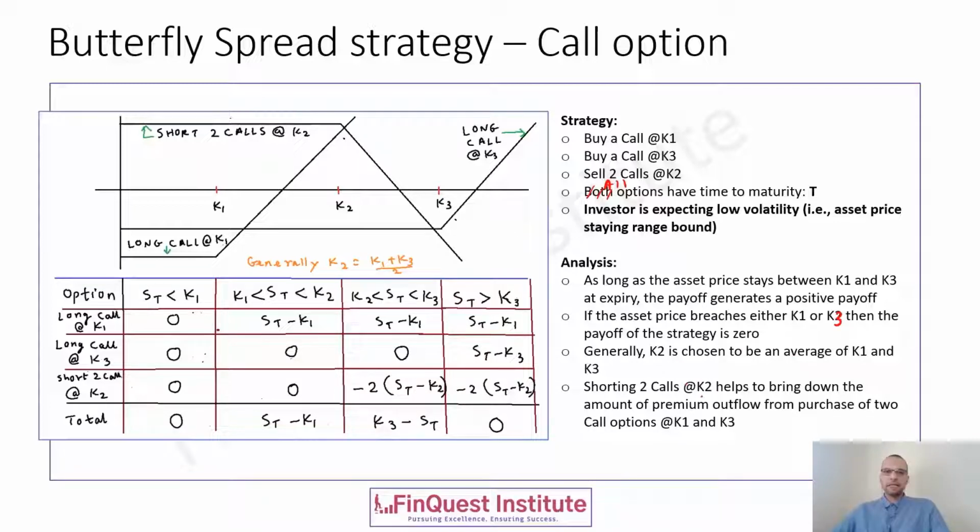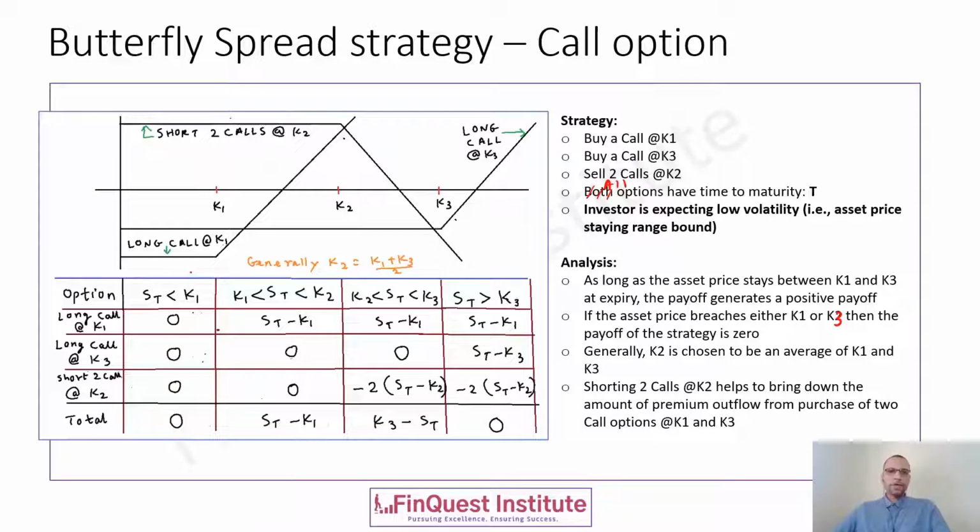Generally, K2 is chosen as the average, as we mentioned earlier. Also, shorting two calls is going to help bring down the overall amount of premium outflow, because we have purchased two options. So we have sold two options at K2 in order to compensate for the premium outflow which has happened. Now, understanding the payoff diagram with the respective payoff equations.